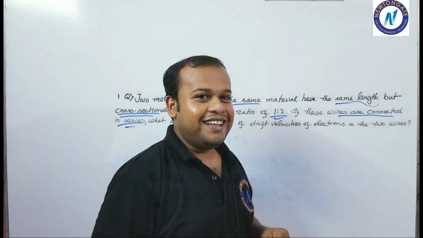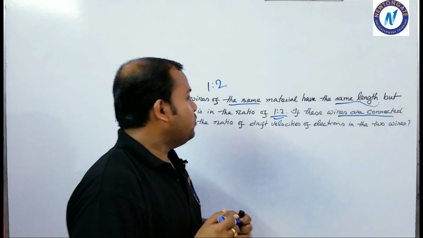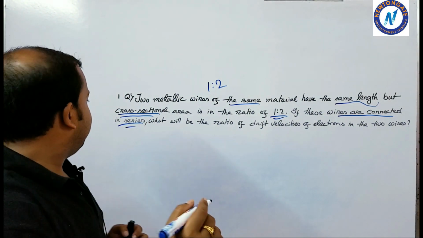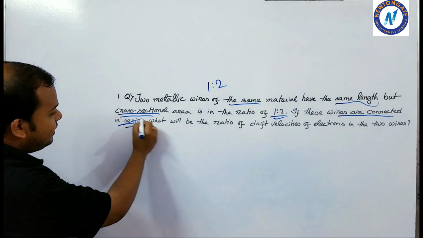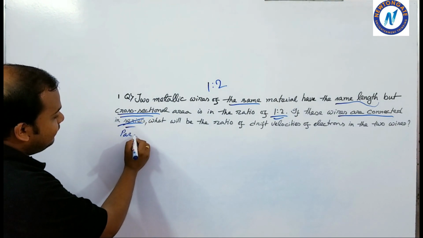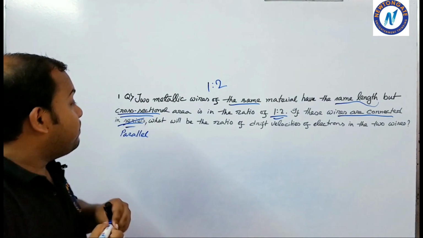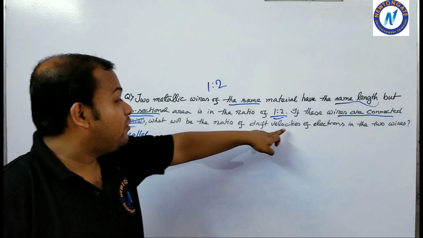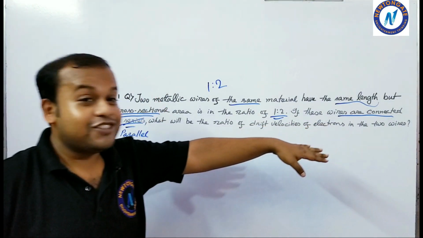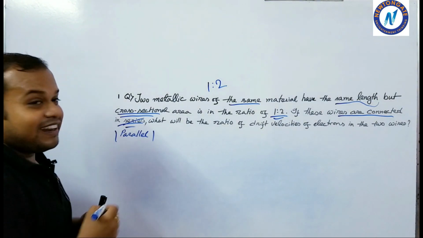Now based on the analysis that we just did, can you tell me what is the case when the wires are connected in parallel instead of series? Suppose they are connected in parallel. What will be the respective ratio of drift velocities of electrons in that case?